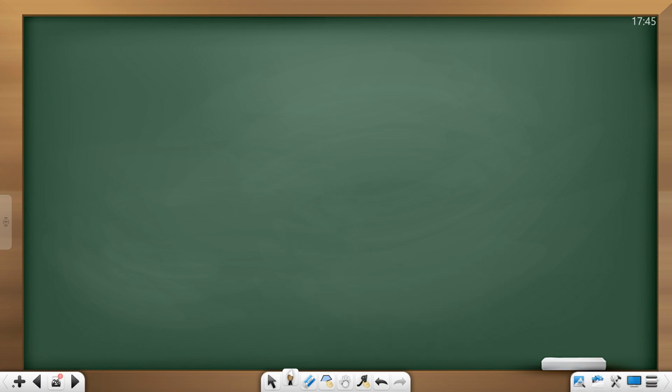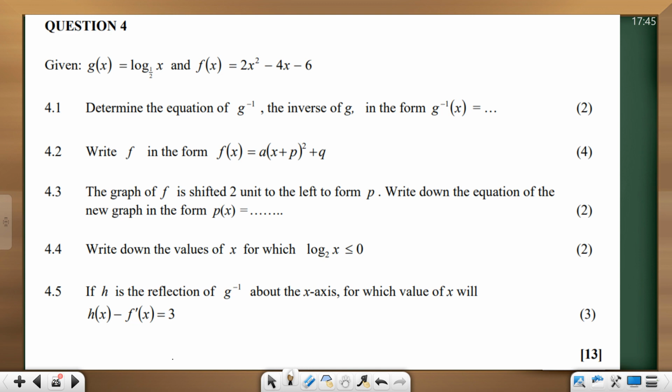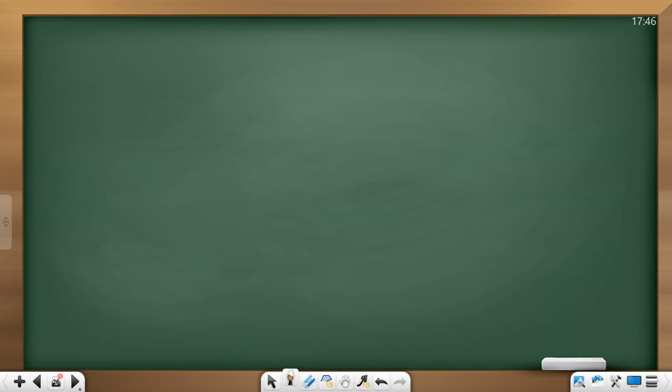What do we have? Y equals to? Okay, let's check. What do we do? Inverse means anywhere you see y, change to x, but we must first write this equation nicely. G of x equals log, the base is half, and then we have x. What does this mean? Y equals to what?